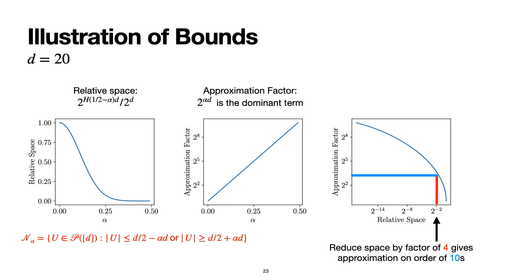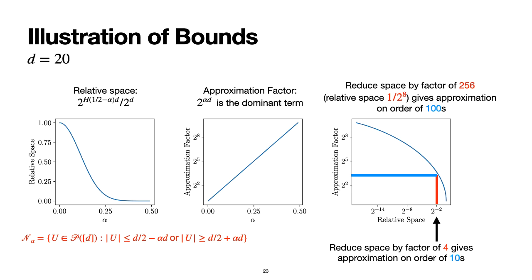On the right-hand side, I've plotted the approximation factor and space trade-off. Here we see that reducing space by a factor of 4 gives an approximation factor on the order of tens, and reducing space by a factor of 256 gives an approximation factor on the order of 100s.